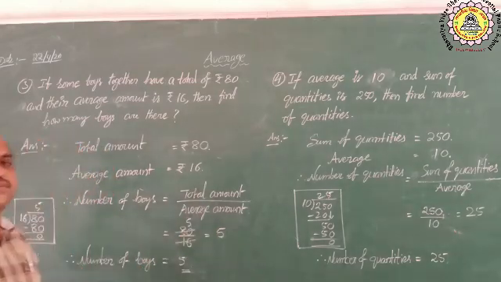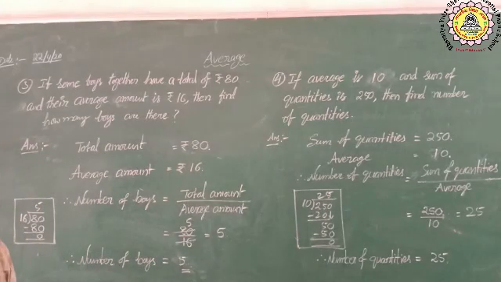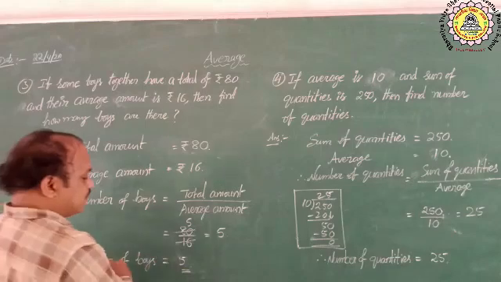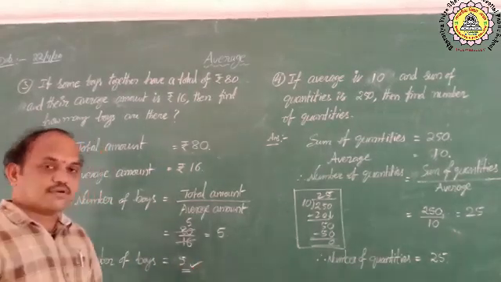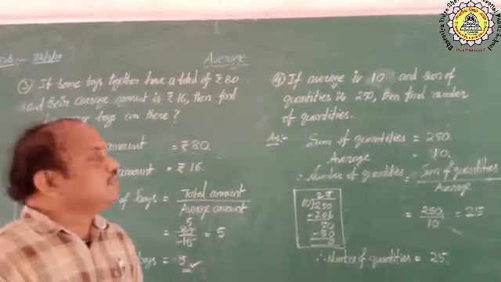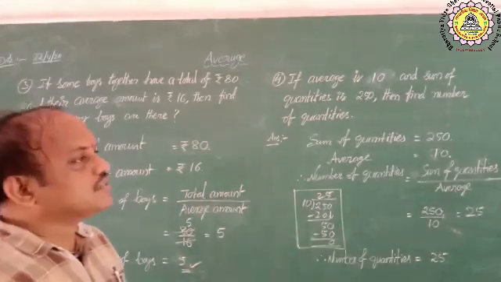So what is 5 here? 5 is nothing but the number of boys. Okay, therefore number of boys is equal to 5. Okay, understand? Now let's move to the next example.